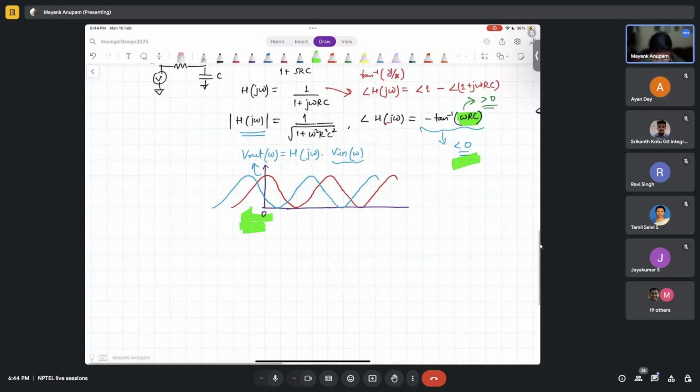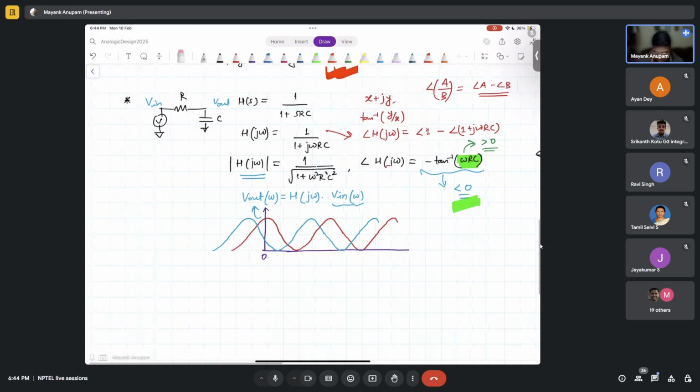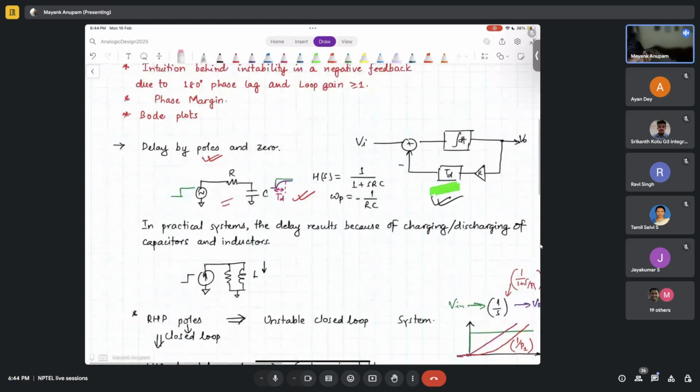So this is how we get delay in the system because of poles. This is now very clear. Now tell me what happens if we have a zero. How does a zero affect the system? Does it add delay?